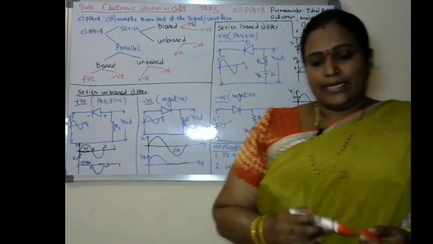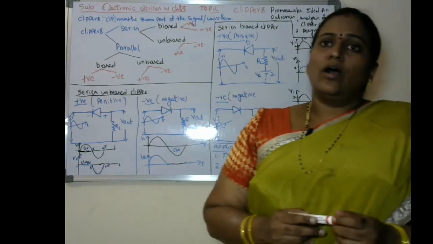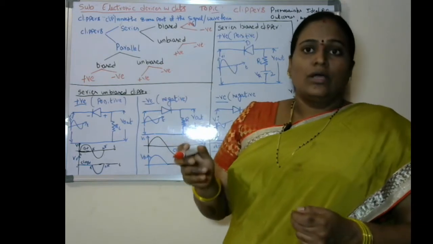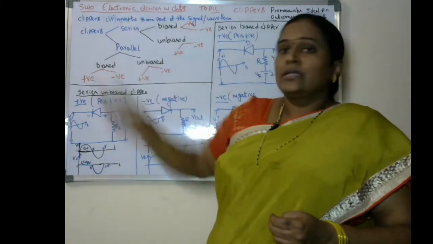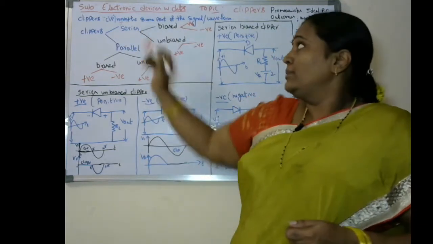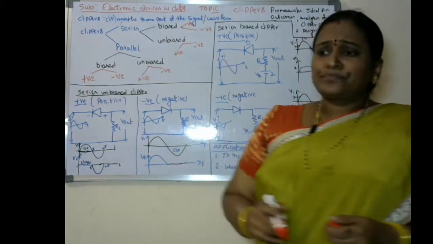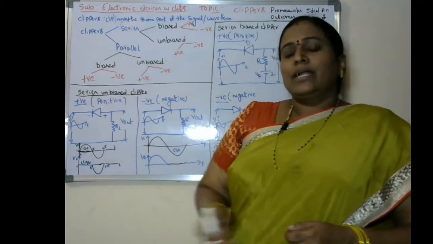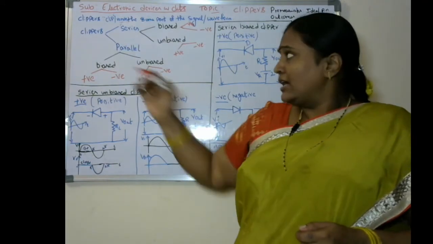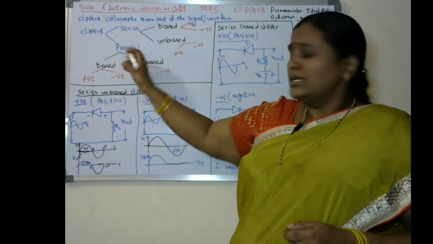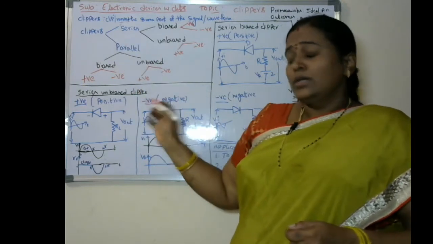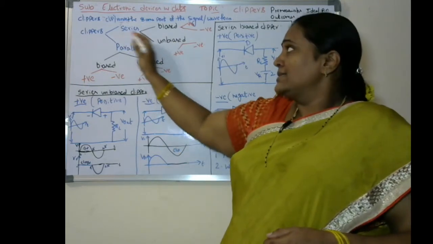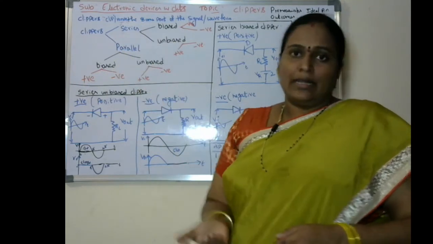So what is meant by a clipper? Clipping some portion of a signal is what we call a clipper. Clipping is nothing but removing some part of a signal. Clippers are mainly classified into two types, depending on how the diode is connected. One is the series clipper, and the second is the parallel clipper.